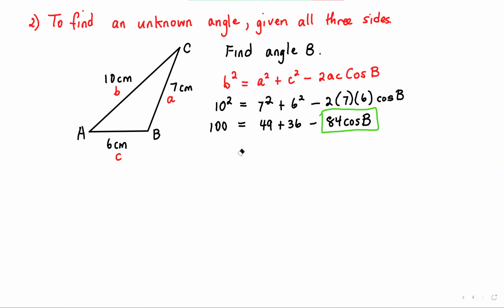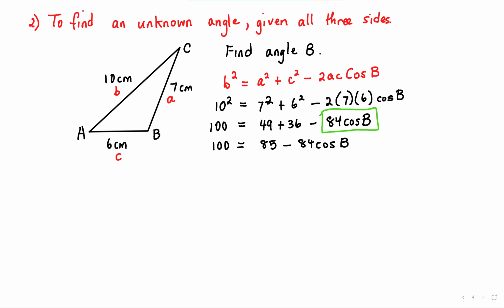Okay, and when you're writing this down, please put an asterisk there and write a box around it to make sure you do not minus 84 from the rest of this question. That is incorrect. All right, so simplifying again, this will still be 100 equals 49 plus 36, which is 85, minus 84 cos of B.